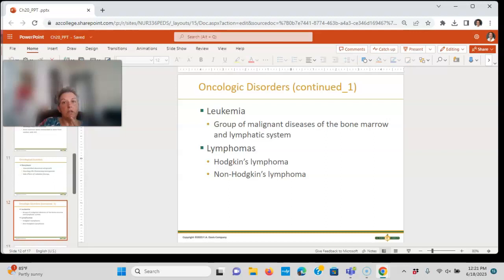Leukemia is a group of malignant diseases of the bone marrow and lymphatic system. So they present with anemia, with weakness, fatigue, pallor, dyspnea, cardiac dilation, and anorexia. It's the most common form of pediatric cancer, 28% of all pediatric cancers, and the survival rate in recent years has improved.